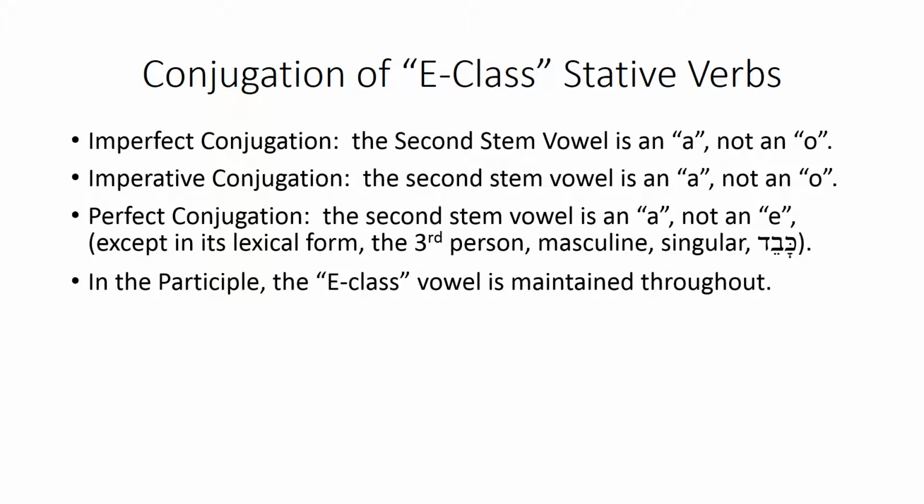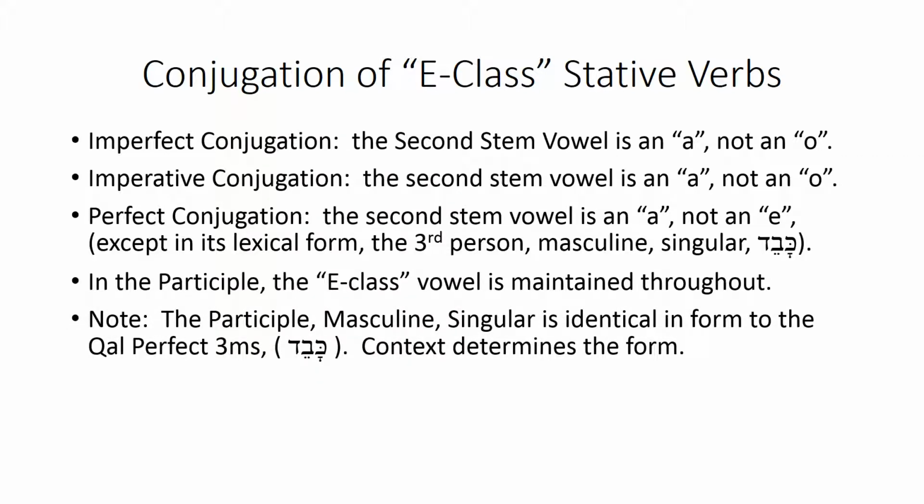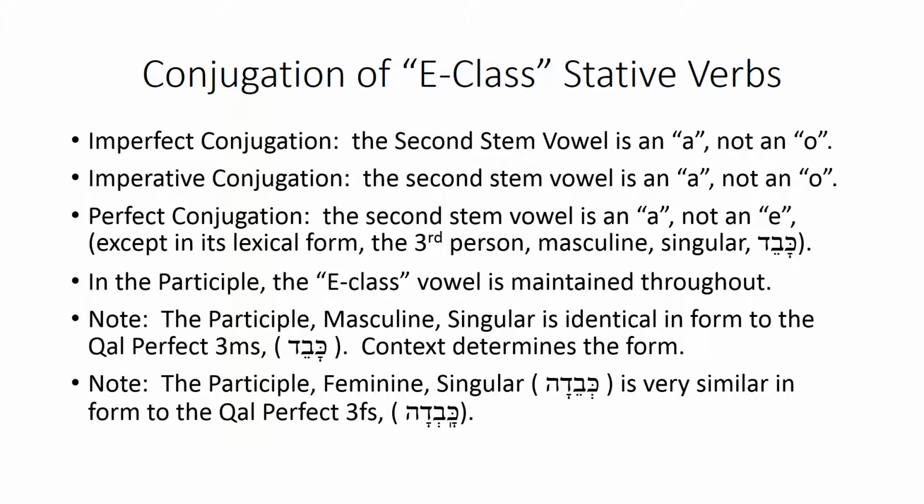However, in the participle, the E-class vowel is maintained throughout the conjugation of the participle. There's a couple of forms that are a little bit tricky to take note of. The participle masculine singular is identical in form to the qal perfect third person masculine singular, kaved, and context determines how to parse the form. A second one that's tricky is the participle feminine singular, keveda, which is very similar in form to the qal perfect third person feminine singular, kaveda.